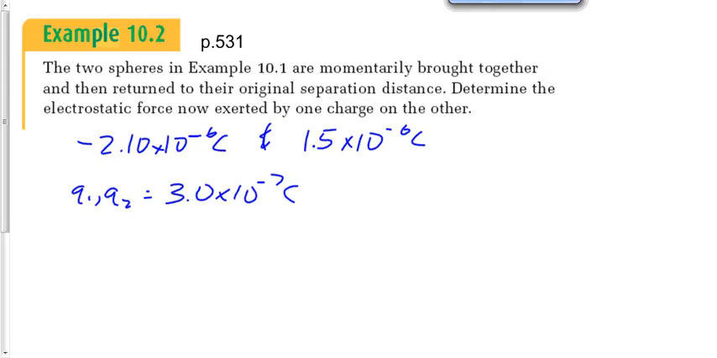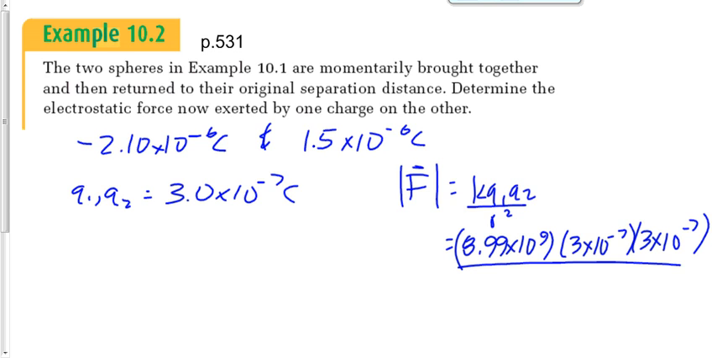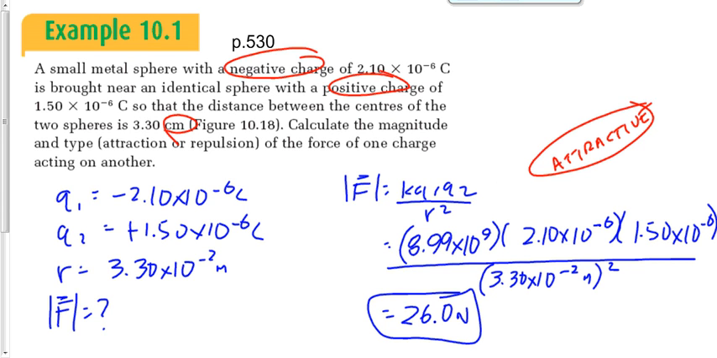All right, now we want to find the force that acts between them. It's going to be different, right? Because the charges are different. F equals kQ1Q2 over r squared. k is 8.99 times 10 to the 9. Q1 is 3 times 10 to the negative 7. Q2 is 3 times 10 to the negative 7. And r is, I forget what it said r was, 0.033.